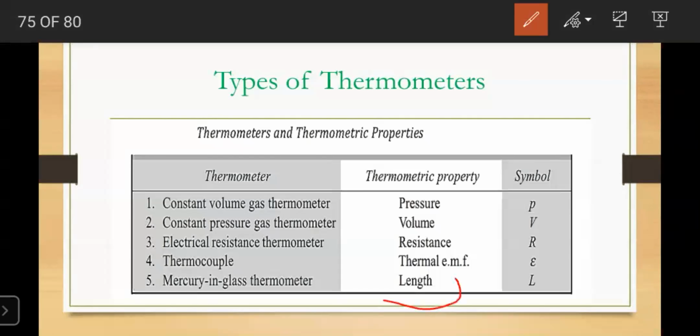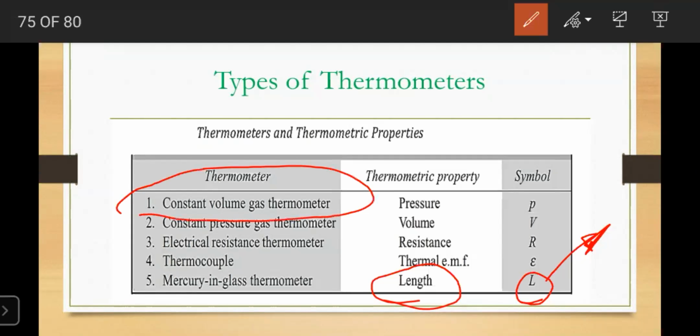What is the thermometric property? Length. Length, L. So what is the symbol? Capital L. So if the length of the mercury in the glass thermometer changes, then there is a change in temperature of the object. Got it?